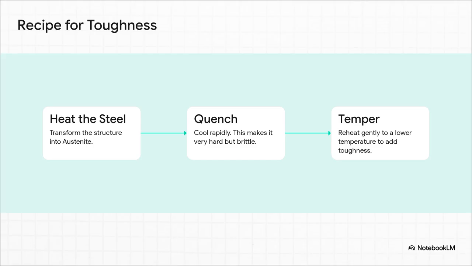First, you heat the steel way up. Then you quench it, plunging it into water or oil to cool it down incredibly fast. This locks in a structure that's super hard but also super brittle. So the final step is to gently reheat it, or temper it. This step eases the stress inside the metal and gives it that perfect balance of hardness and toughness.